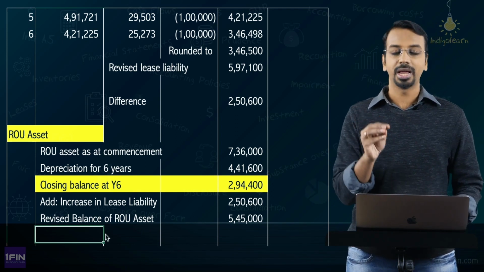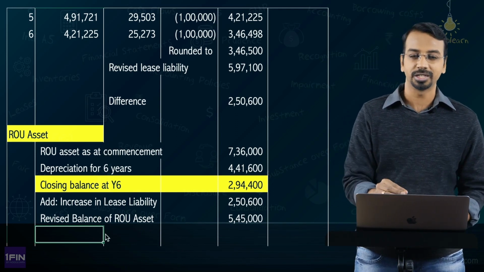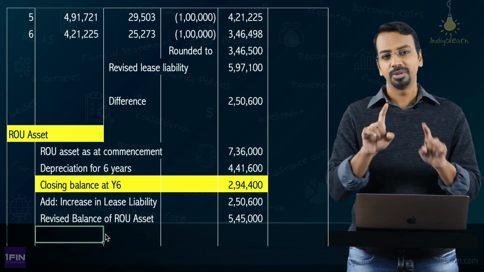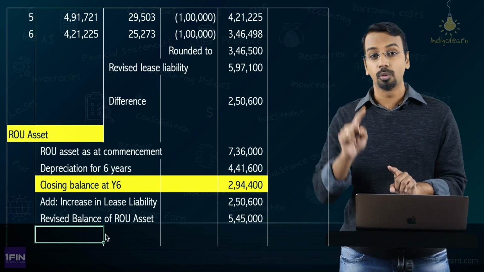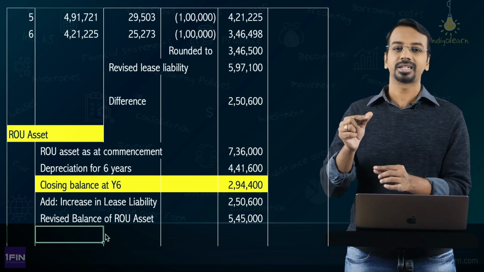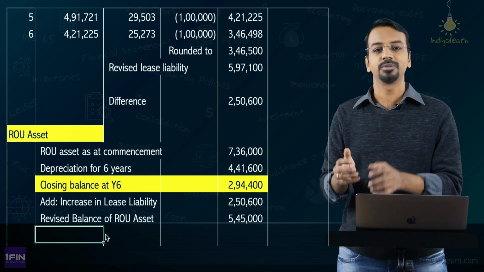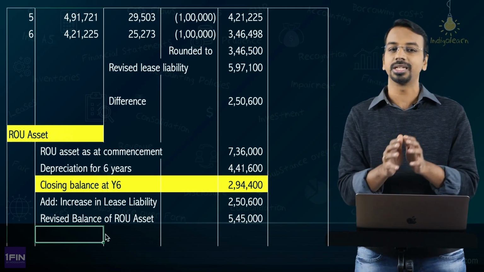Okay. So this is how you will account for lease modifications when it is not accounted for a separate lease. Please note, it will be accounted for a separate lease only if you have added a right of use asset or assets and the increased consideration is commensurate with the standalone price of the increased scope.